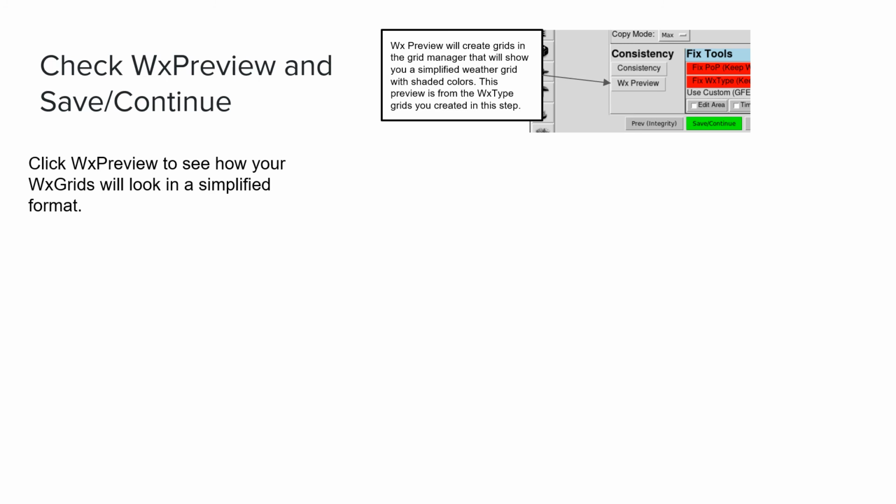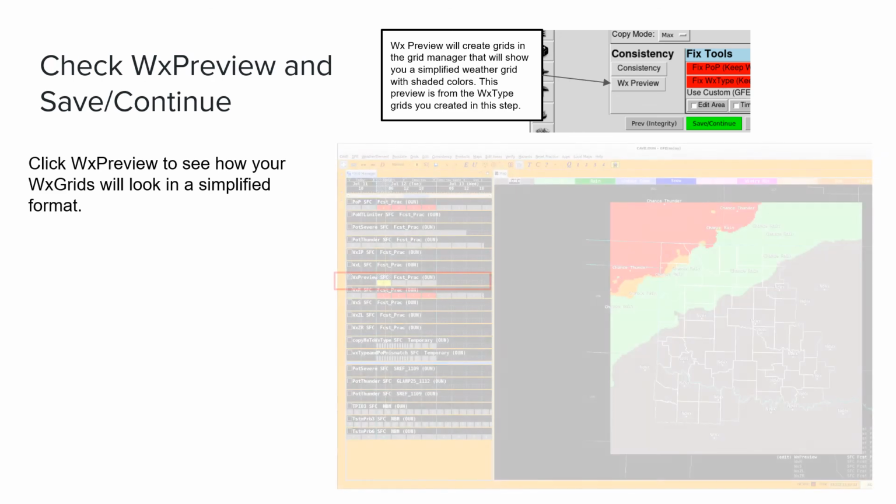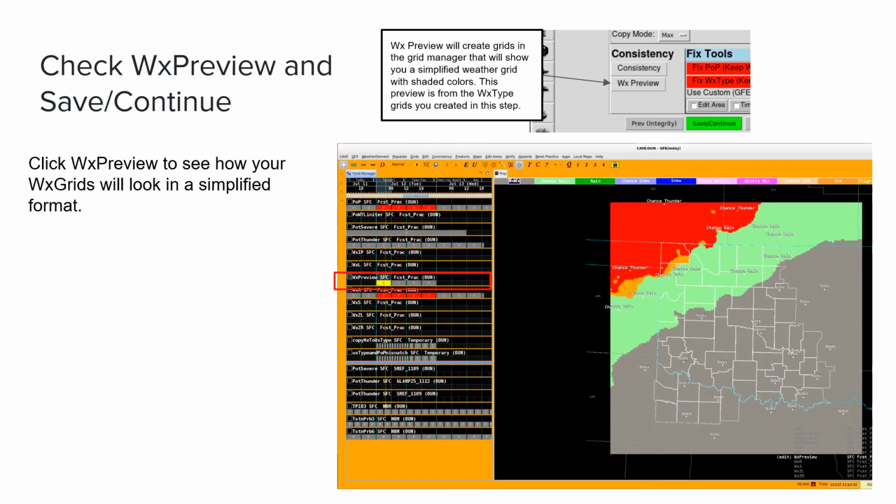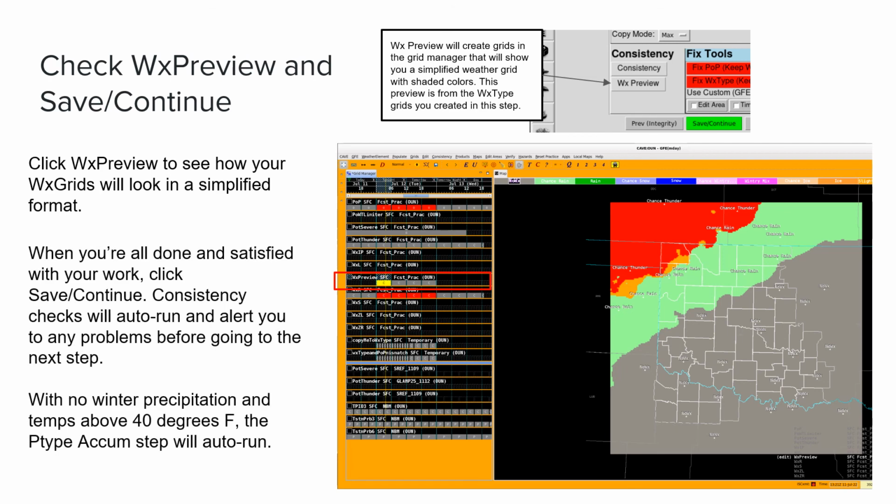Once you've done all your edits and fixed any consistency issues, you may wonder what the final product is going to look like. Weather Preview can give you a simplified heads up on how your various weather types will combine. There's two advantages here. One, you don't have to wait until the weather step to see the end result. And two, the simplified grids can be easier to interpret than the mess that your final weather grids will sometimes show. Once you're satisfied with the results, click Run to continue.